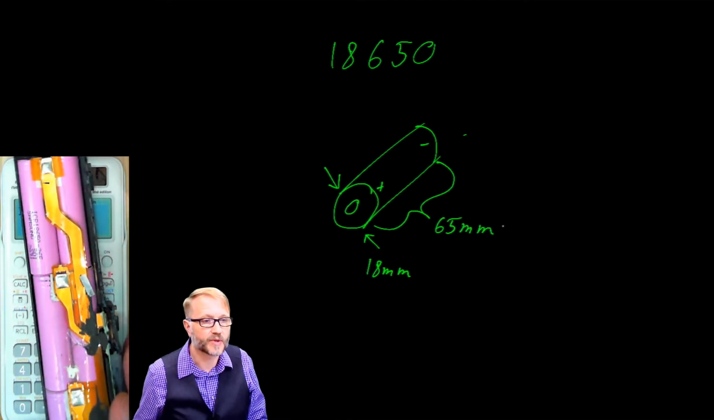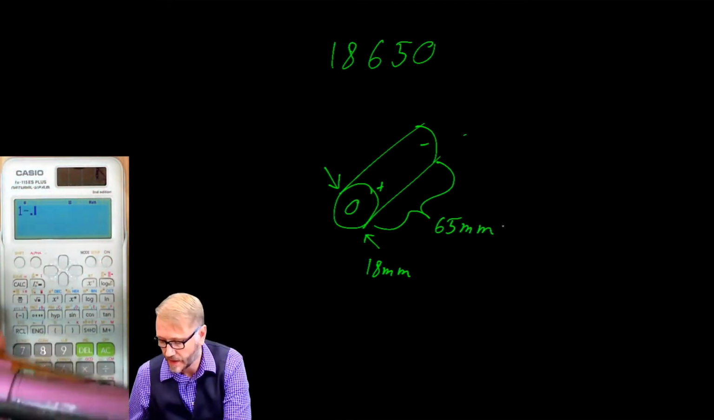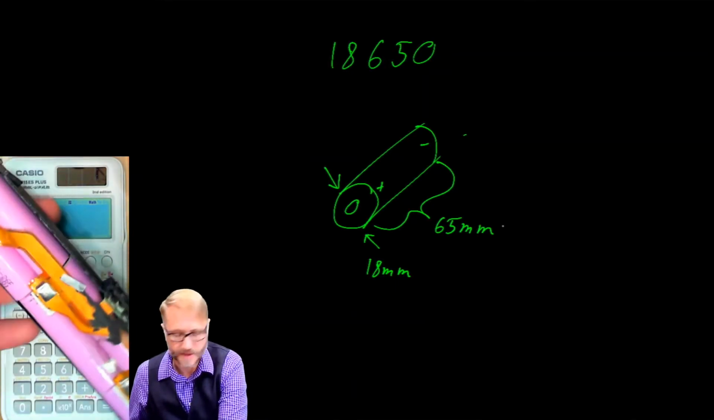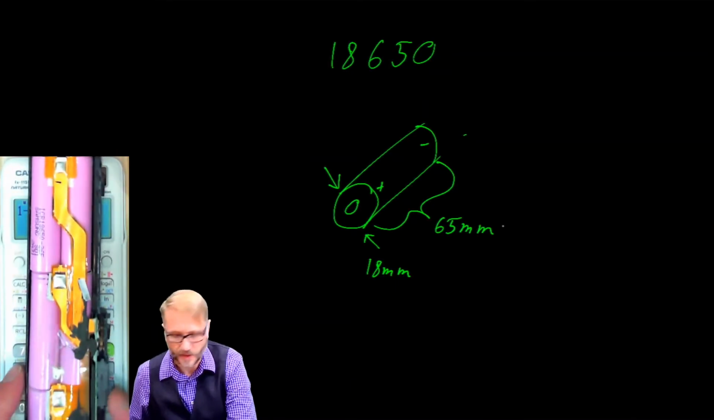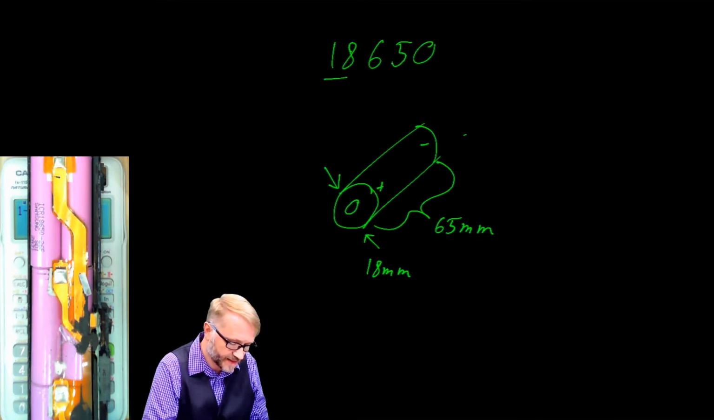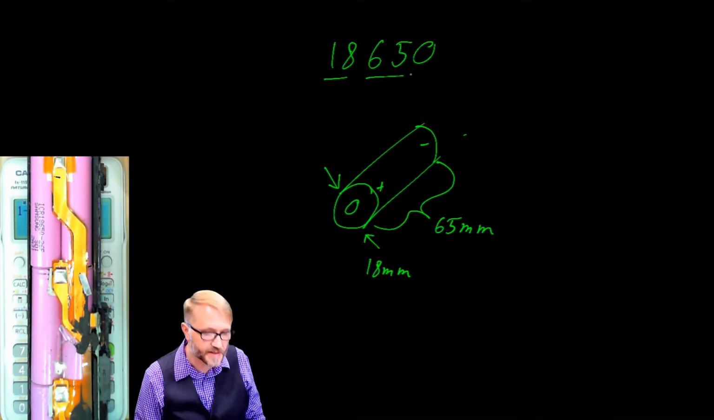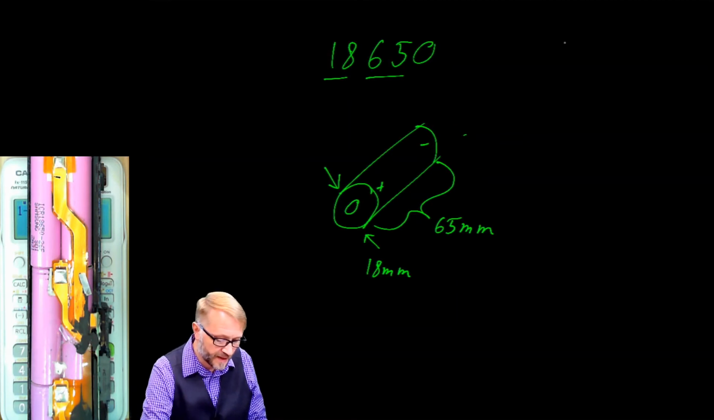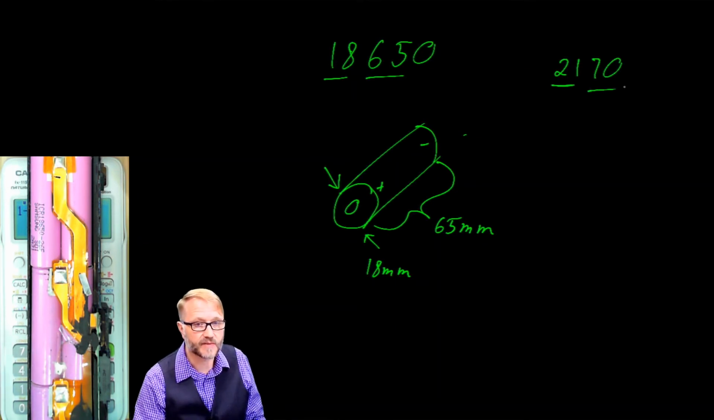This is a pretty common cell that you're going to find. This particular one is a laptop battery that I took apart just to see what was inside. Again, 18 is the diameter, 65 is the length. There are also larger cells like the 2170. That would be a 21 millimeter diameter and a 70 millimeter length.